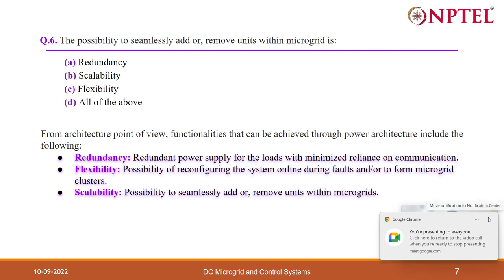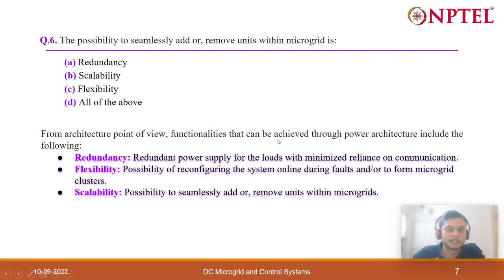If you see here, from the architecture point of view, the functionality that can be achieved through power architecture includes the following parts. Redundancy means it has redundant power supply for the loads with minimized reliance on communication, so it is not dependent on communication. Communication requires sensing parts, and for establishing that we need a communication protocol. So it increases the complexity and the cost of the system. We have to optimize between a stable system and cost while increasing the communication, so we have to balance both things. We get a stable system with less reliance on communication. So redundancy tells us only about redundant power supply for the loads with minimized reliance on communication.